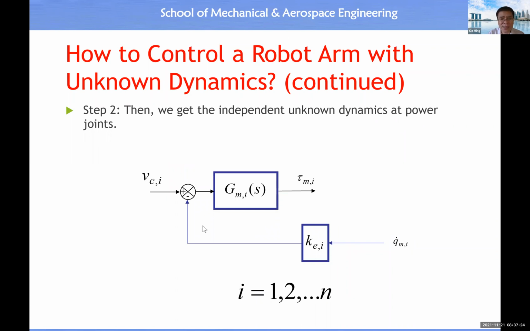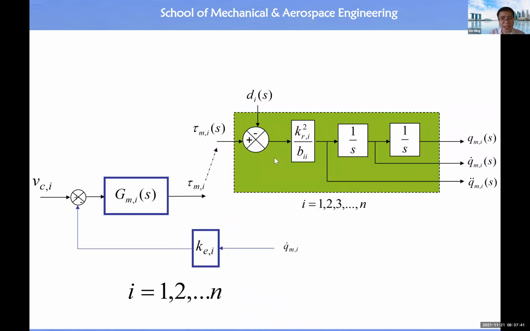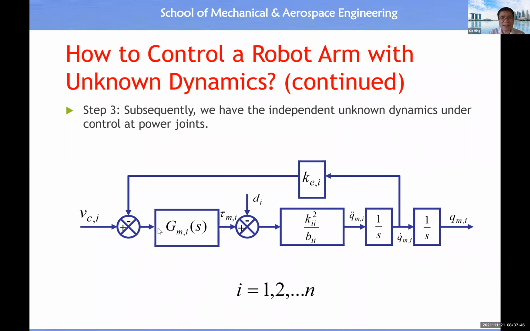At the power joint, we have a control signal. Then you see we have an independent block diagram at the power joint. So we produce torque as output from the power joint. Then we can link them together in order to obtain the independent dynamics under control at the power joint.